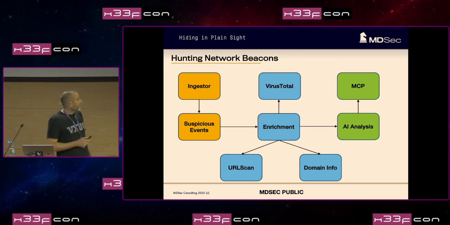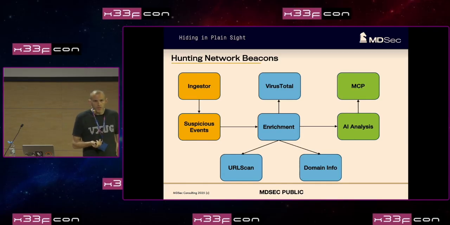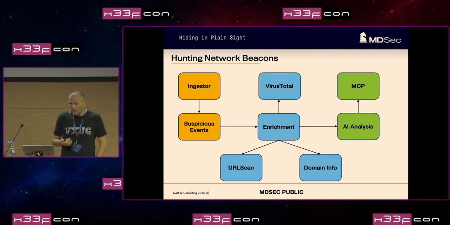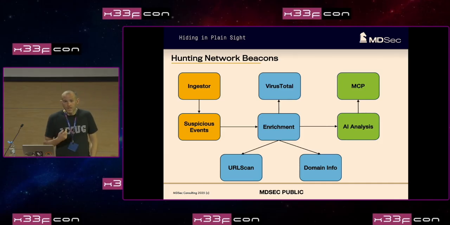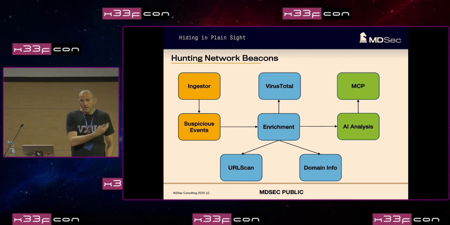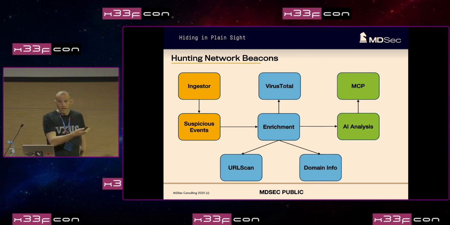So we use a cloud security gateway at MDSec, which does web isolation and does proxying for all the web traffic in our own infrastructure. The first thing I needed to do was to pull data out of it to give me something to analyze. So I made a little ingester, and all this does is query the API for the cloud security gateway, pull down the raw proxy logs, and then put them into a database.